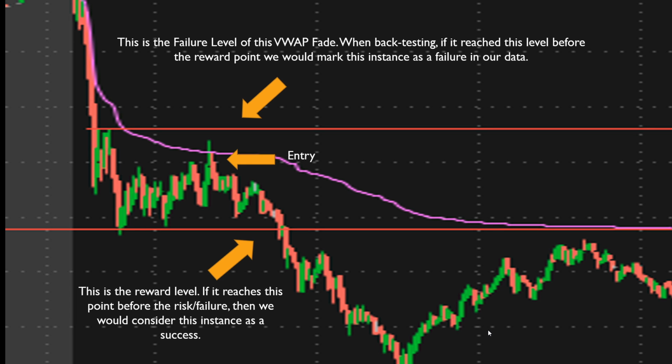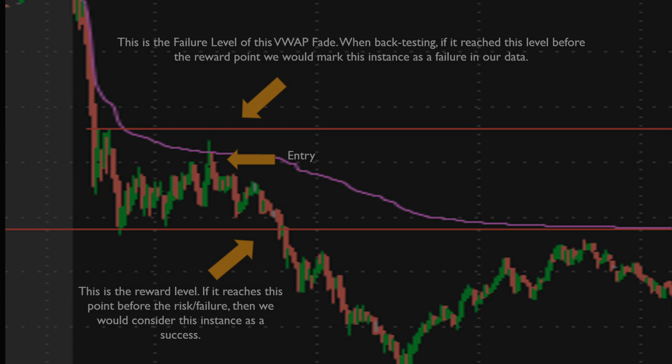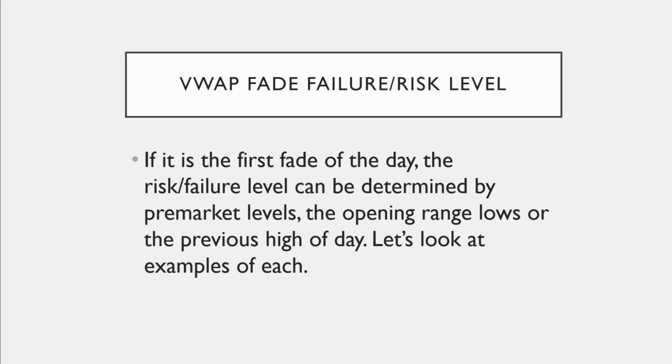If it reaches that point before the risk or failure level, then we would consider this instance as a success. And so I hope that makes sense, and I hope you can understand why we document these levels and why you should understand the strategy before you really start backtesting on your own. Okay, so before we move forward with chart analysis, let's take a look at the VWAP fade failure or risk level so you can really try to understand what we're going for here.